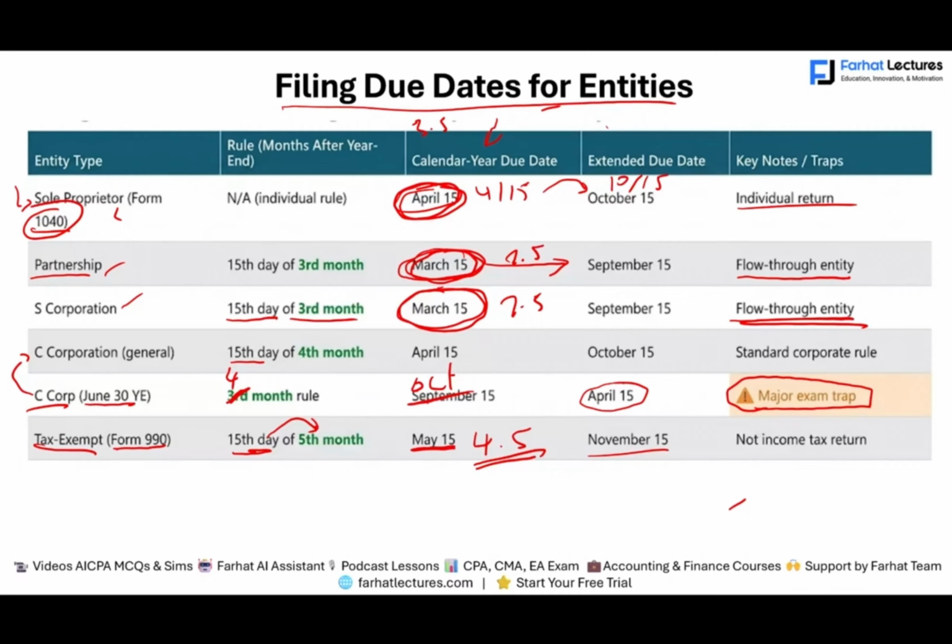Not an income tax return. This is an informational return. Nevertheless, you need to know the due date.